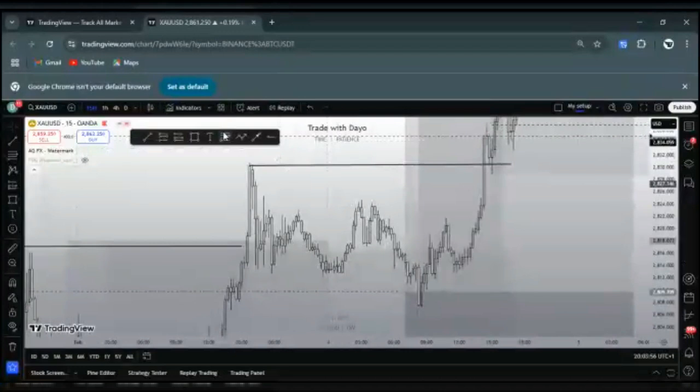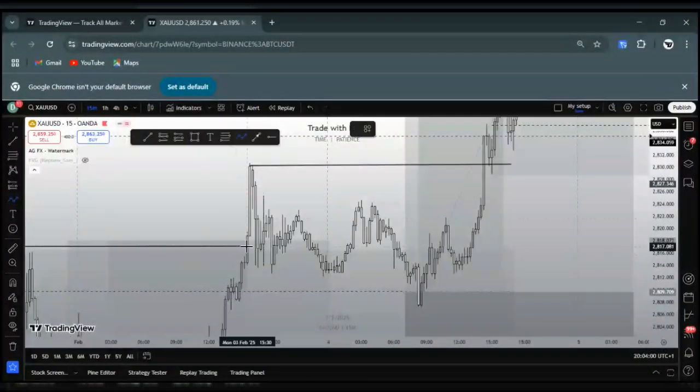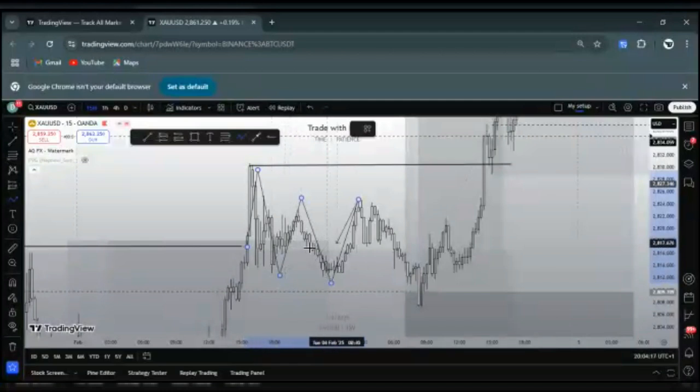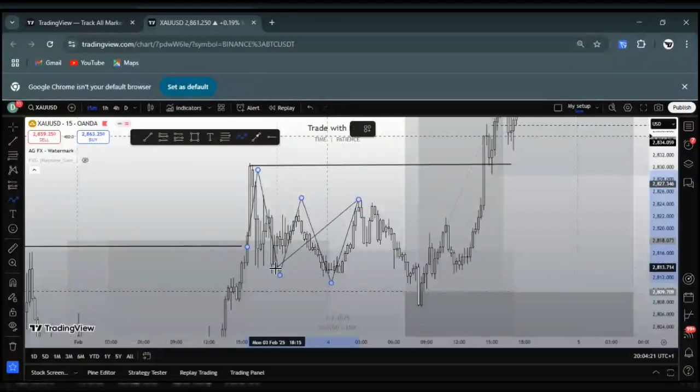What it did was act like it wants to break structure. After breaking this first structure, it went down, and did like it wants to break structure and refused to break structure and went down again. It did like it wants to break structure and refused. Then it went and took out these two lows. Some people will call this a double bottom.